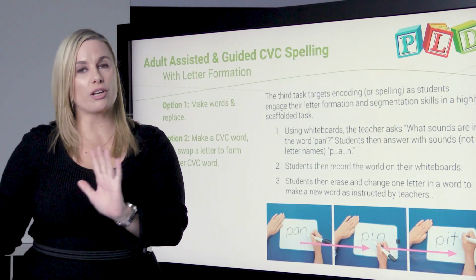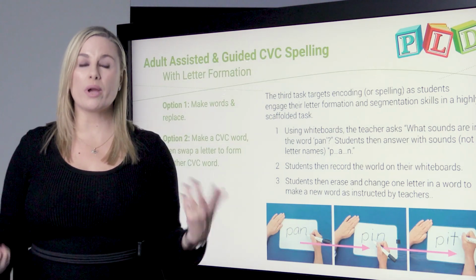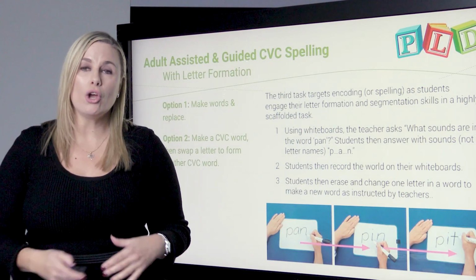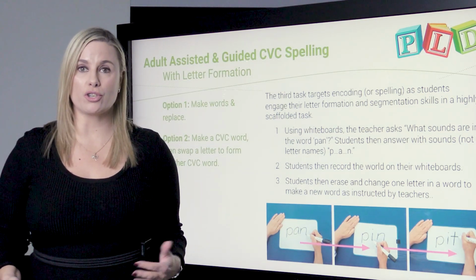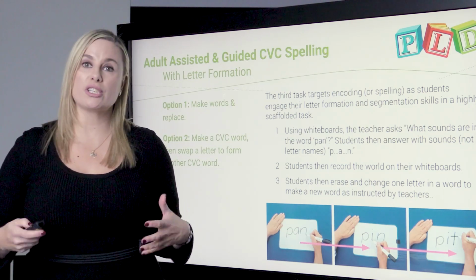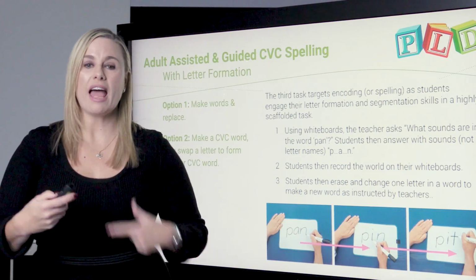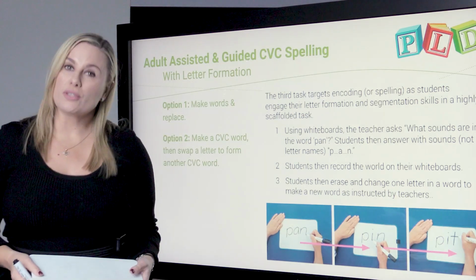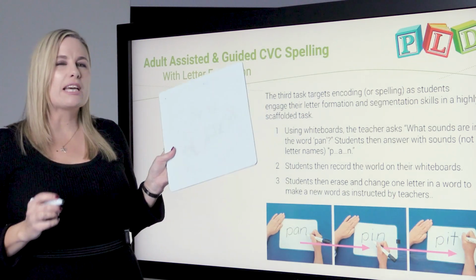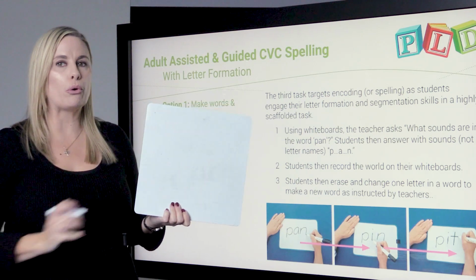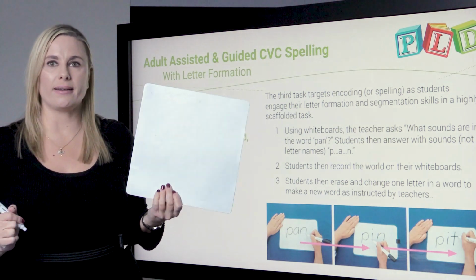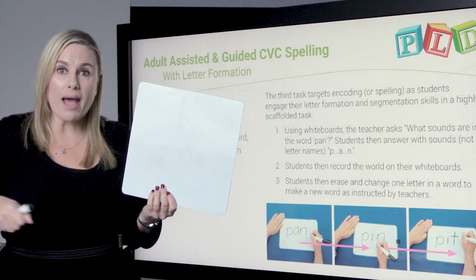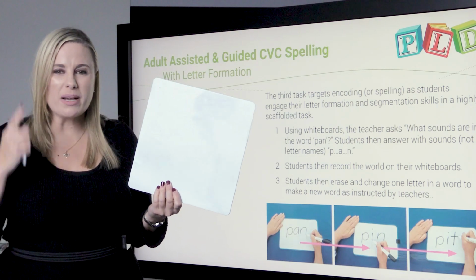Next, we move into adult-assisted CBC spelling with letter formation. Now, again, you can make the words for the students, or the students may choose their own CBC word to start with, and we're going to swap letters out to make another CBC word. Using your whiteboards, I want you to tell me, what are the sounds in the word pan? Pan. I use a pan to cook with. What are my sounds in pan?